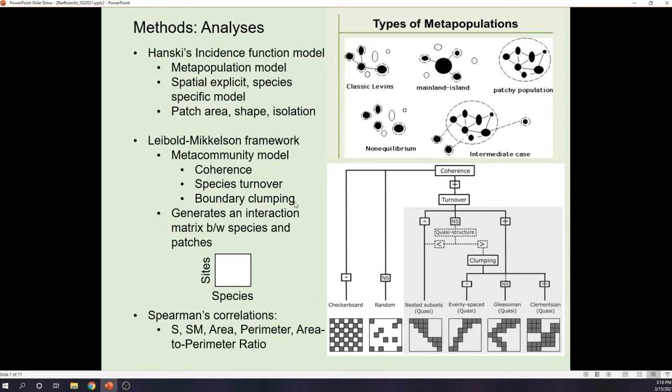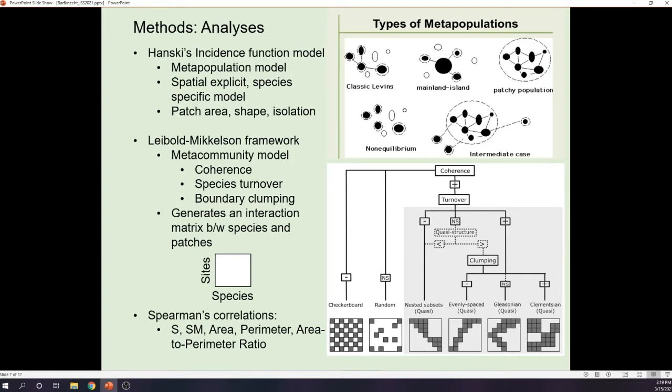And so for the metacommunity analysis, I chose to use a Leibold-Mikkelson framework because it uses three very distinct metrics to actually judge the metacommunity structure based on 6 different potential structures, as you can see here. And those 3 different structures are based on species coherence, absolute species turnover, as well as boundary clumping based on Morisita's index, which is an index that looks at dispersion of individuals across sites.